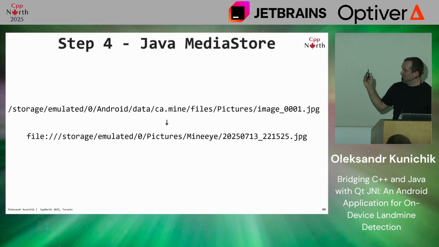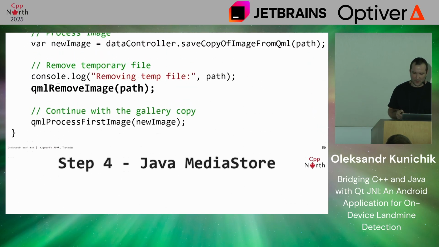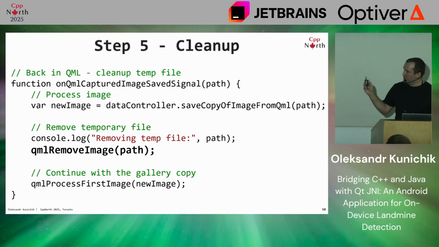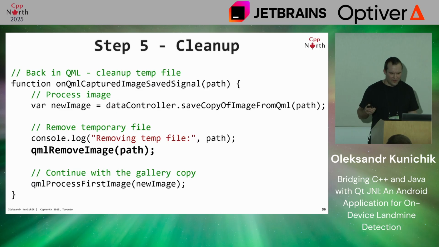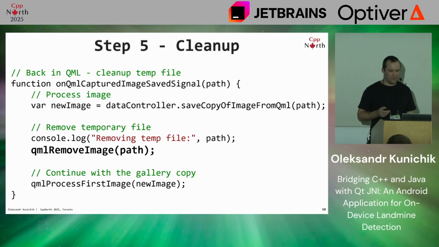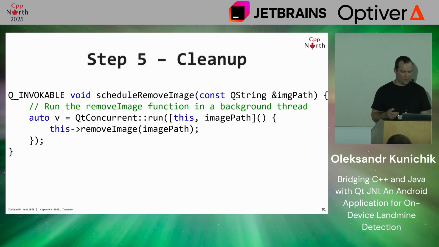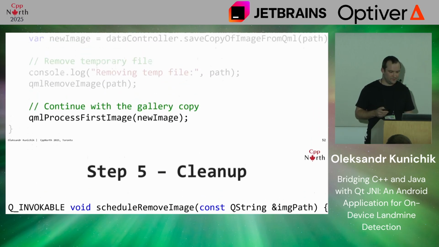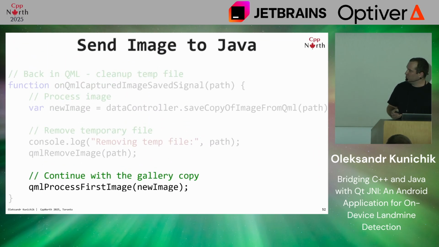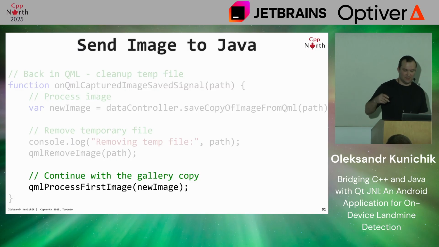Here we can see the path transformation. So we have some temporary path, and after that we saved it in Media Store, and the user can open it. Back to QML. Here we clean up the code, delete the temporary file, and it looks complex, right? But it handles all Android storage rules correctly. After that, we clean it asynchronously with QtConcurrent, and continue to Java. We send our already new image path from Media Store to process.